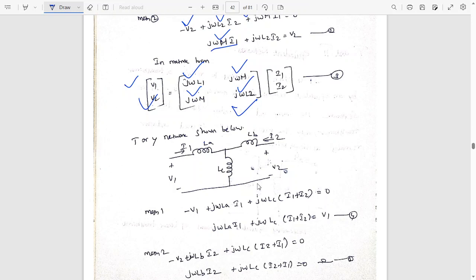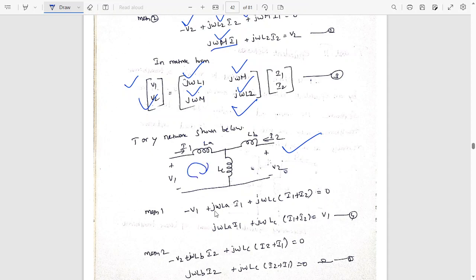Okay, so let us consider the T equivalent network. This is a standard diagram. We have current I1, voltage V1 at the primary side, we have LA, LB, LC, and voltage V2 at the secondary side, and I2. Now we can apply KVL in mesh 1.